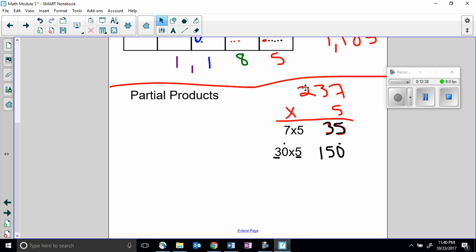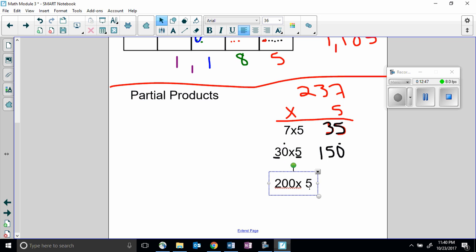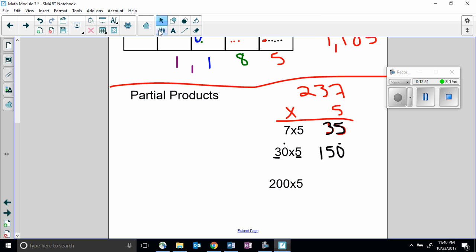And this last one, this 2. This 2 is not worth a 2. It is instead worth a 200, and we're going to multiply it by 5. So 2 times 5, 10. So I'm going to write my 10 here because that comes from here. But then how many zeros do I have to add? 1, 2. So here's where I don't forget my comma.